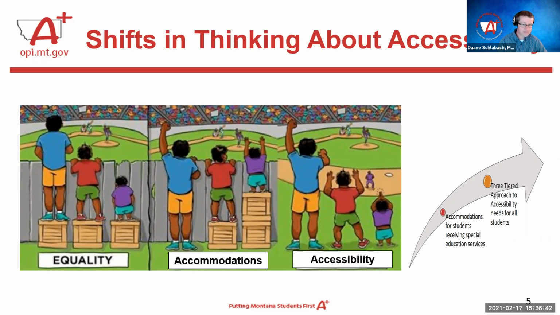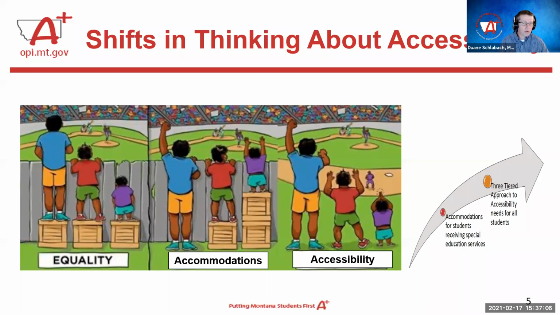over the fence. That middle panel shows accommodations, which in essence means that some aspect of a system, in this case the risers, have been modified to meet the needs of a specific individual or group. And then the right panel shows accessibility and captures the idea of creating an inclusive environment for all students.